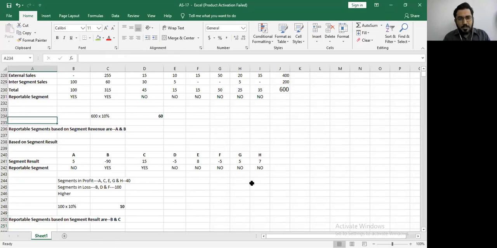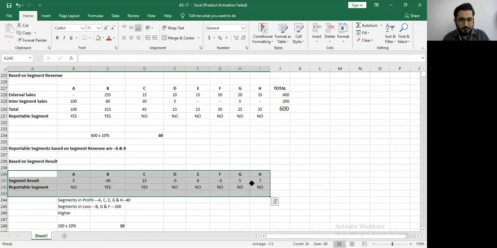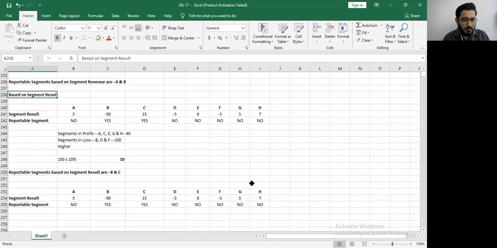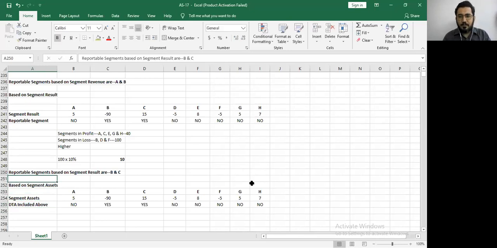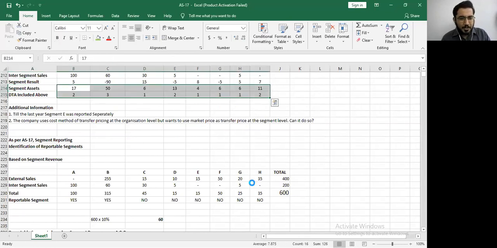Okay, if this is done, come to the last part, which is your segment assets. This time you have DTA, so that also needs to be deducted and taken care of. Here you have in the question segment assets, and DTA included above.